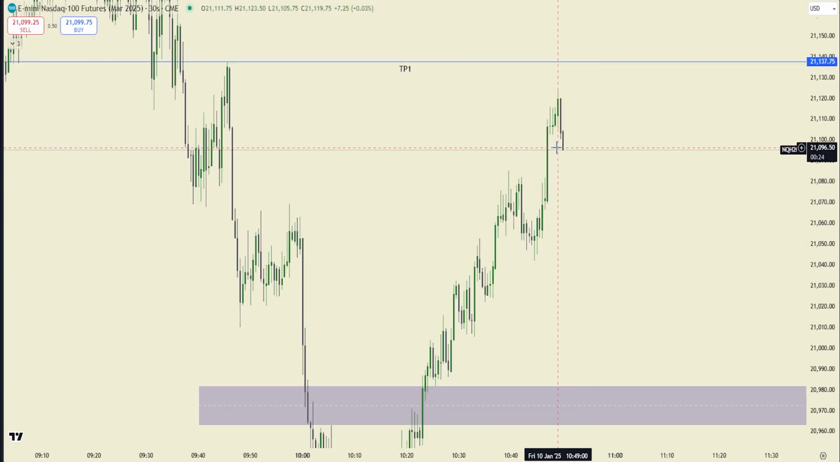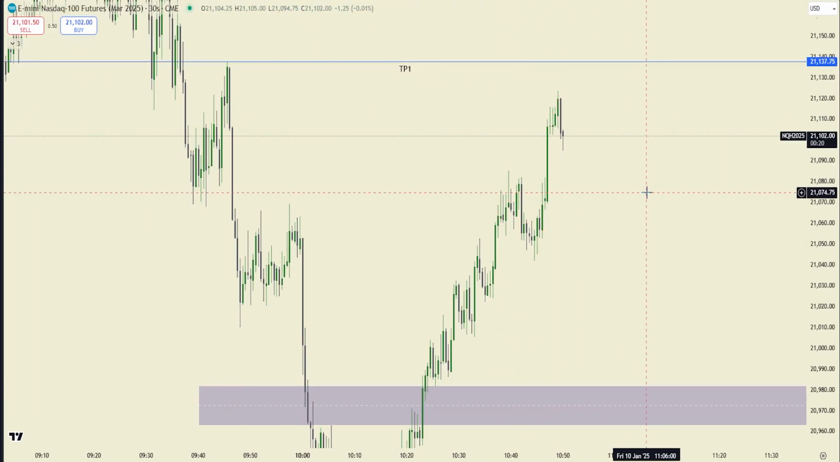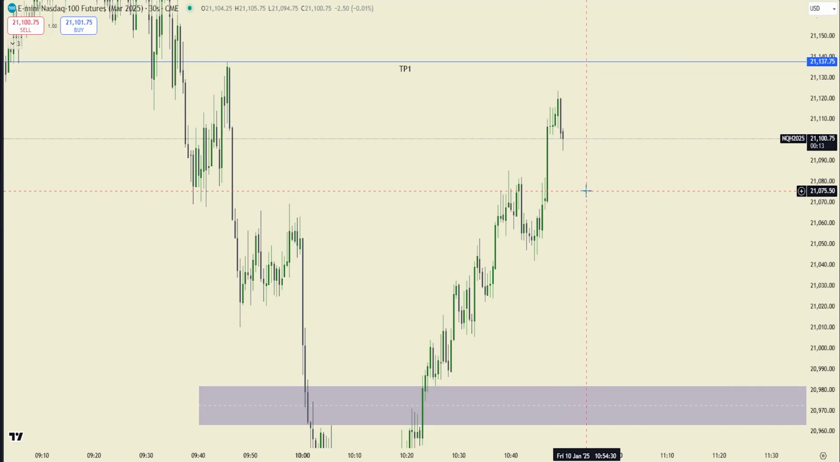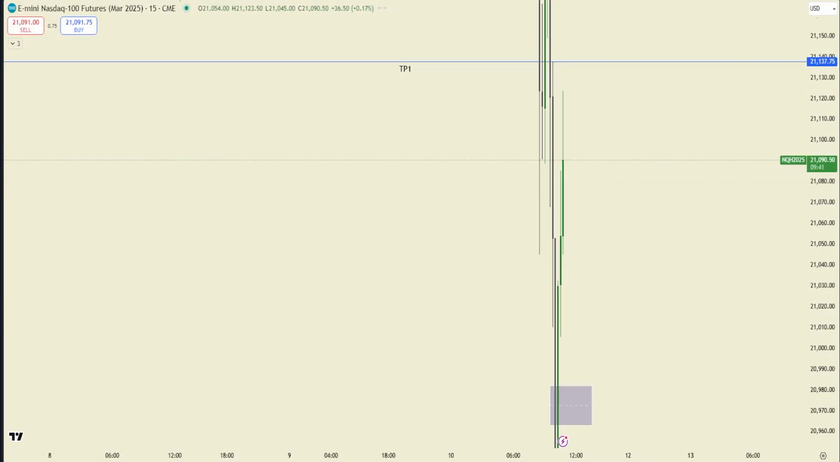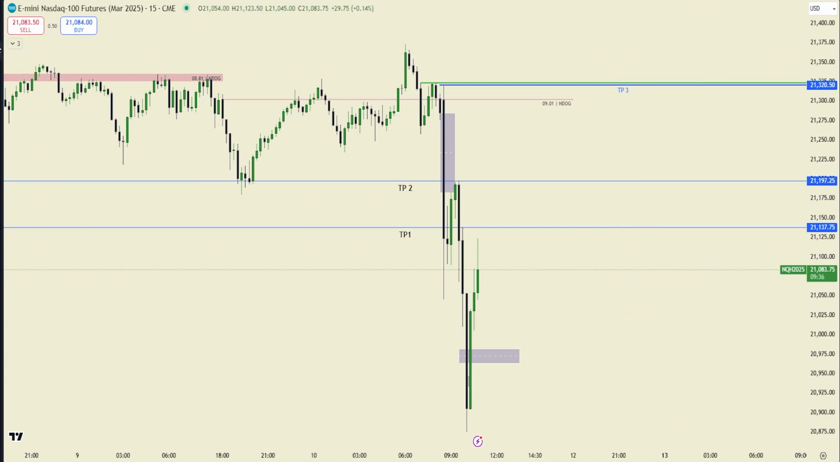Okay, this could be where we get the setup that I was looking for earlier. Maybe, but we would need to see price come down here, form a 30-second SIBI, respect this fair value gap, and then we'd get a long after. That would be interesting. Now we just need to watch to make sure that we're not reacting off 50% or something like that.